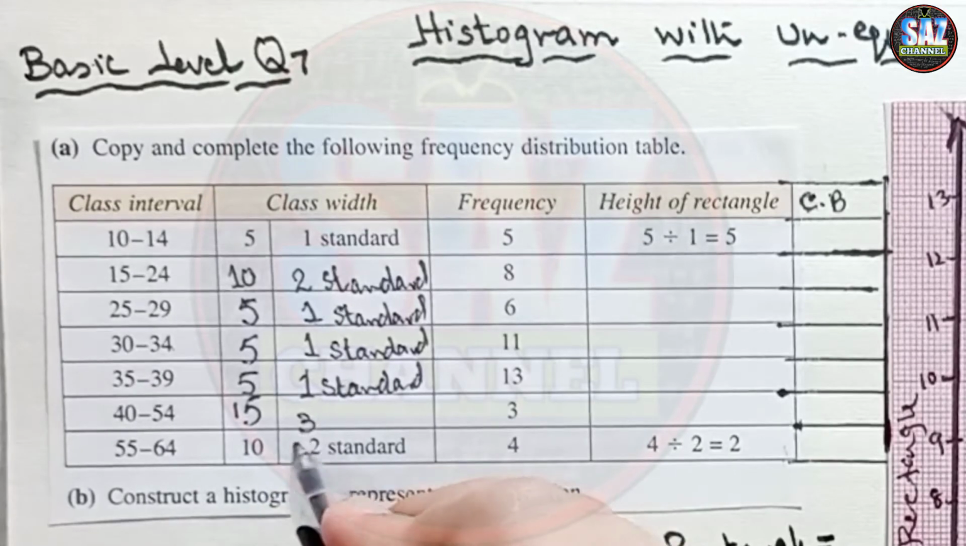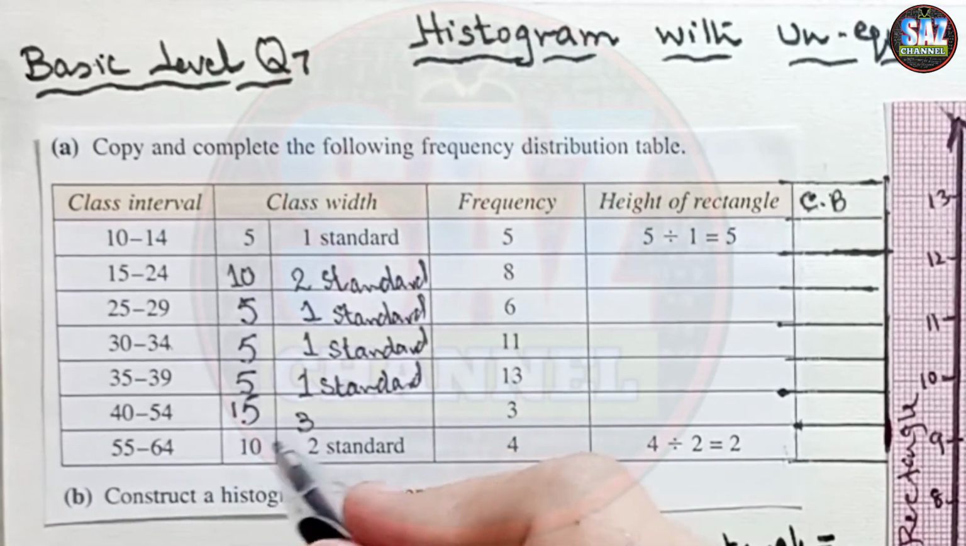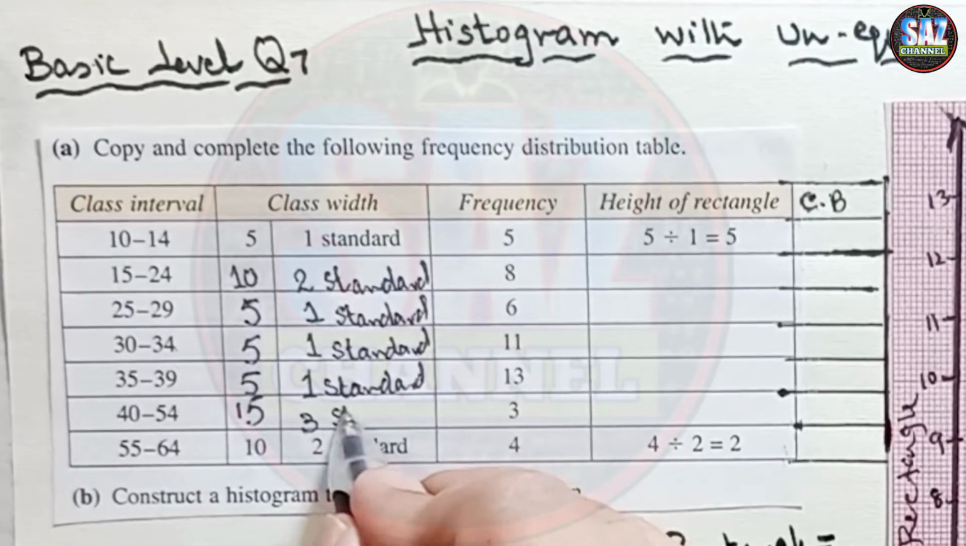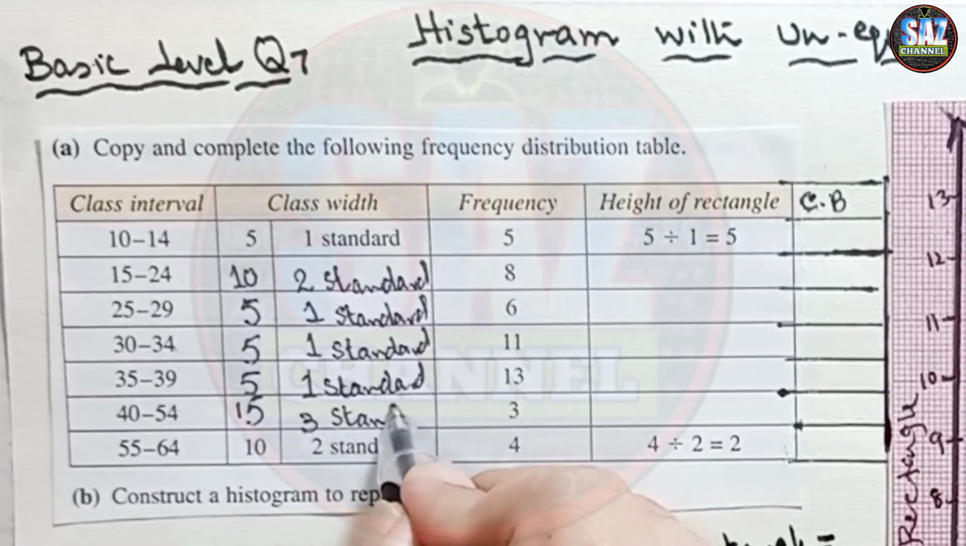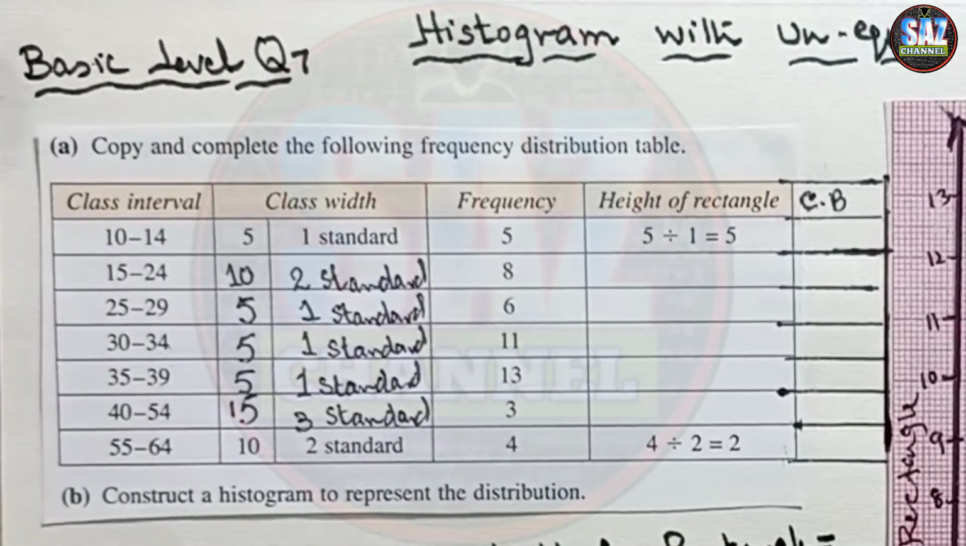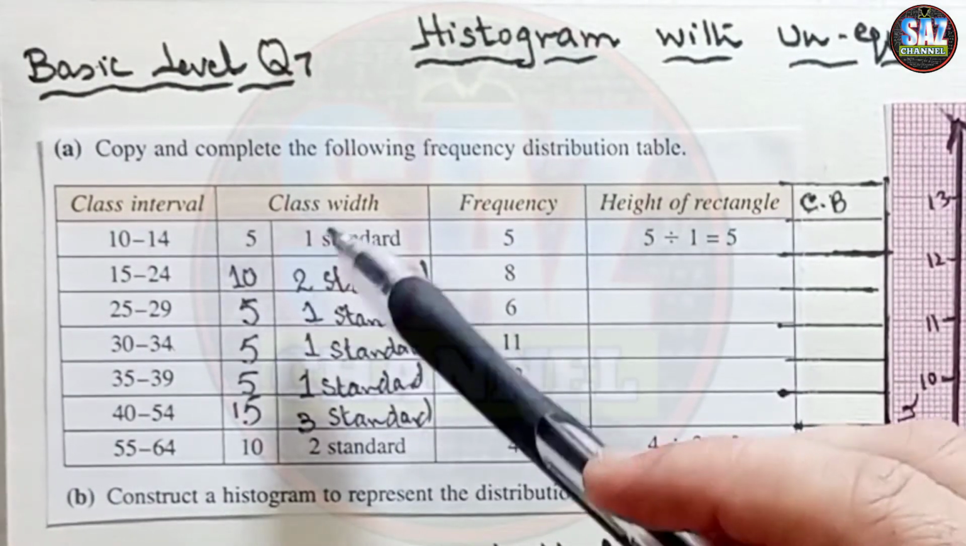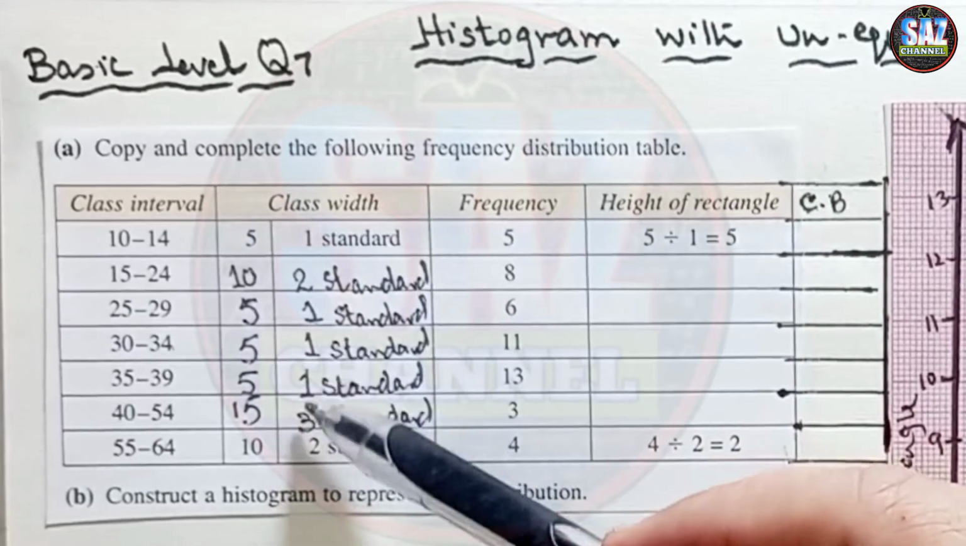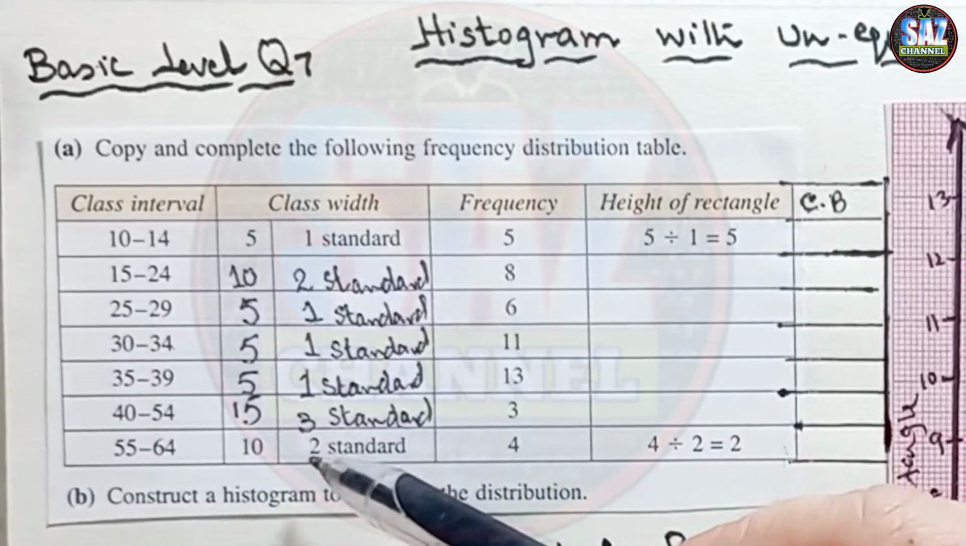15 is how many times? 5 is how many times 15? 3 times, so 3 standards. And now 10 is already given, that is 2 standards. Okay, now what is the use of setting these standards? I will be discussing it when we'll be discussing the graph.